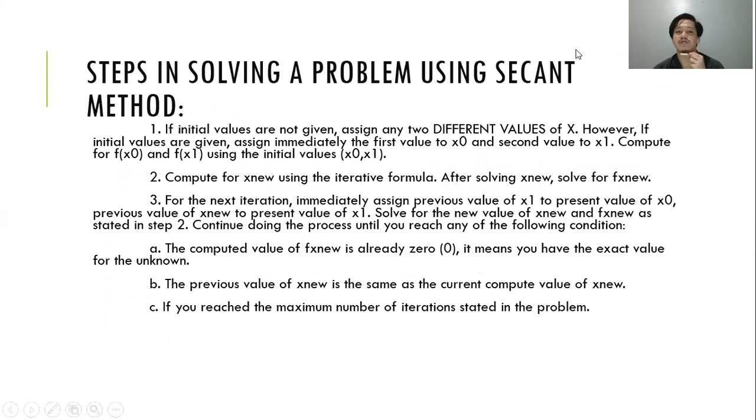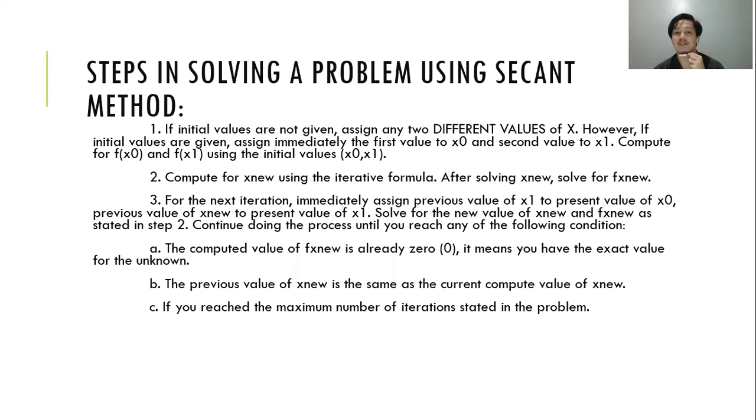Here are the steps in solving a problem using secant method. 1. If the initial values are not given, assign any two different values of x. However, if initial values are given, assign immediately the first value to x0 and second value to x1. Compute for f of x0 and f of x1 using the initial values of x0 and x1. 2. Compute for x new using the iterative formula. After solving x new, solve for f of x new.